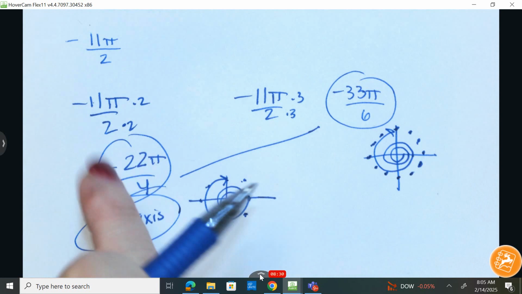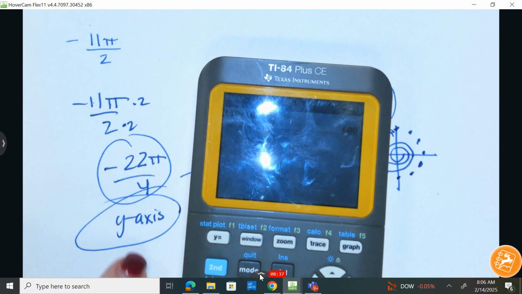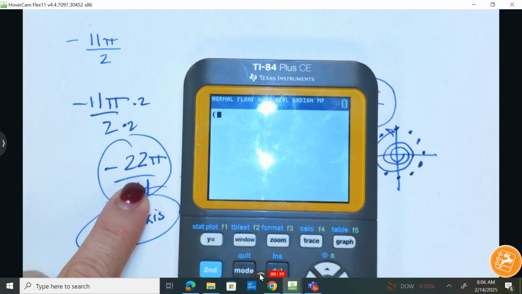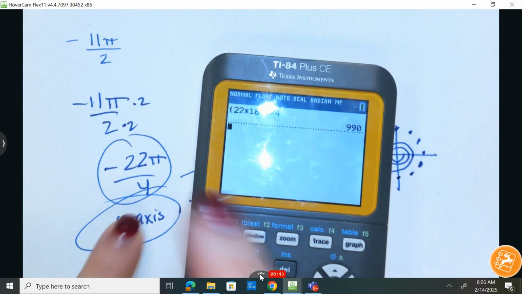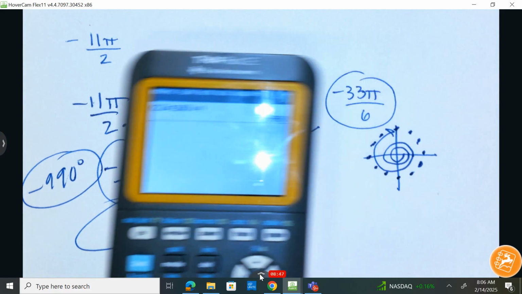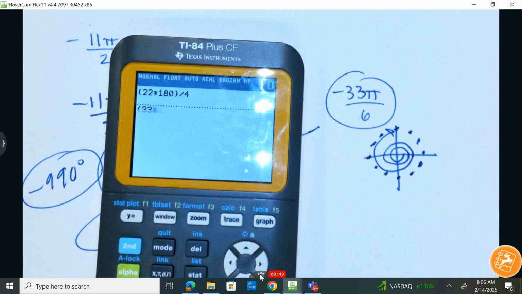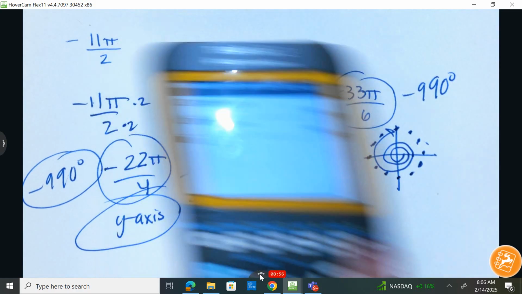Now, whether I convert this one or this one, I'll get the same thing. Either way, I'm multiplying by 180. Let me demonstrate. Taking 22 times 180, in this case I'm dividing by 4, I get negative 990. Make sure to add the degrees and the negative sign. Here, I'm taking 33 times 180 and dividing by 6, and again, I get negative 990. Make sure to add the degrees and the negative sign.